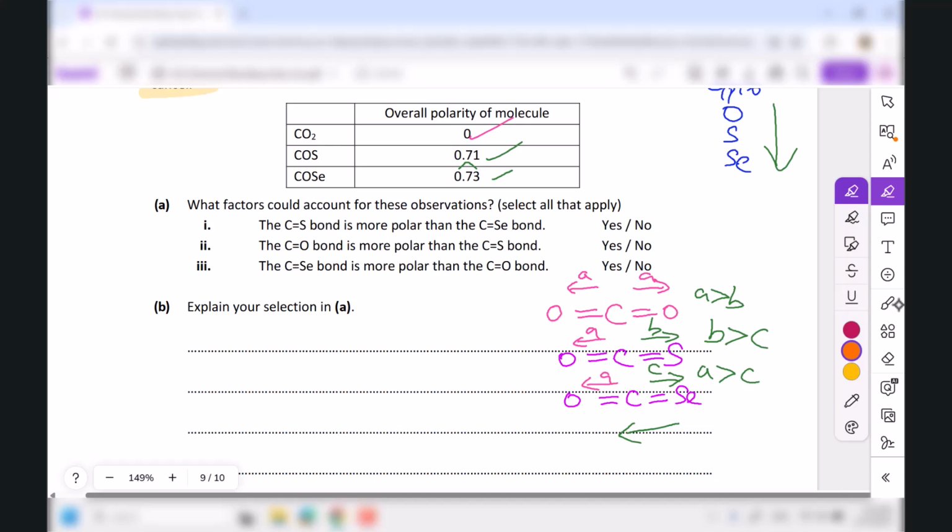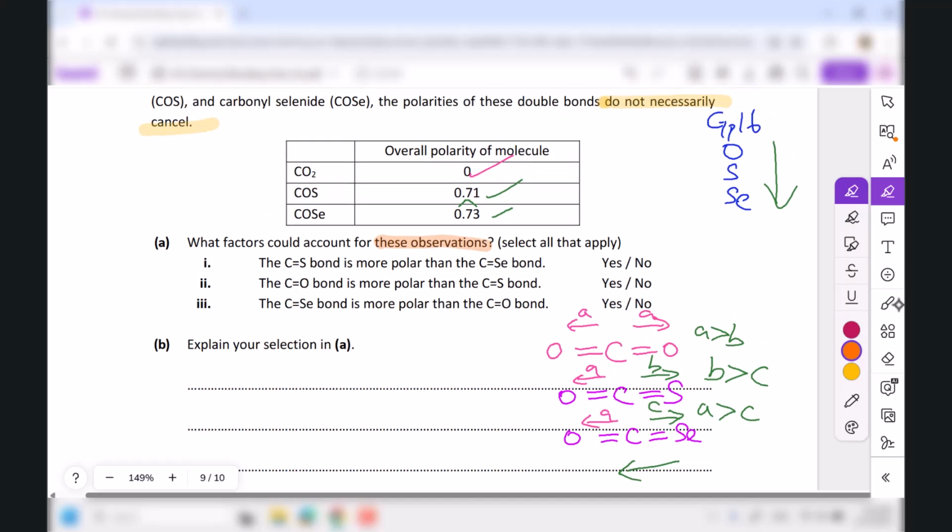What factors could account for these observations? So select all that apply. Observation meaning what? Observation above regarding the polarity. Okay, so for A1, CS bond is more polar than CSe. So this is correct because B takes on a greater value than C. So this, yes. CO bond is more polar than CS. This is true as well. If part 1 is true, part 2 must be true because electronegativity decreases down the group. Okay, then carbon selenium bond is more polar than CO, so this is not correct, so it's no.